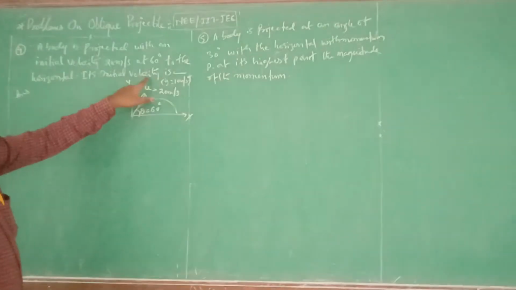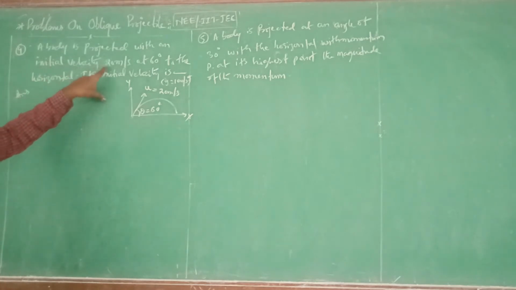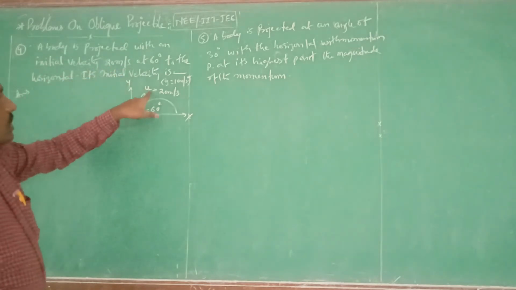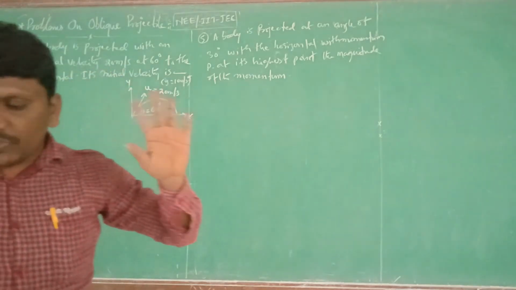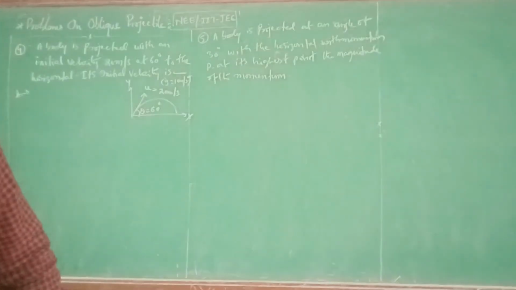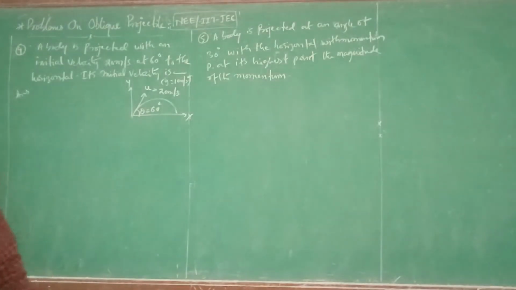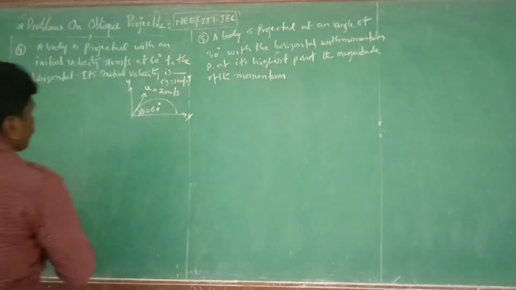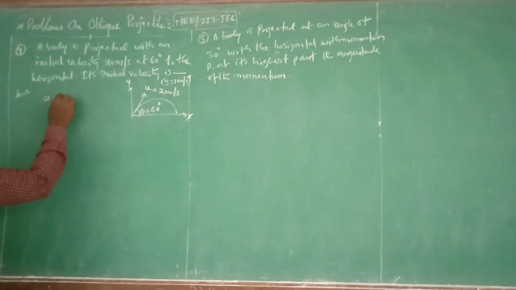Its initial velocity is what? Okay, already it is given, that is initial velocity u is equal to 20 meter per second. Again we need to find out the initial velocity in a vector form.